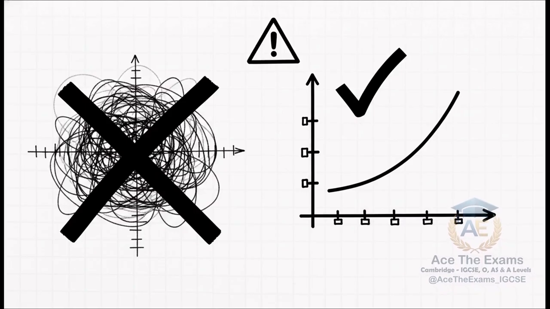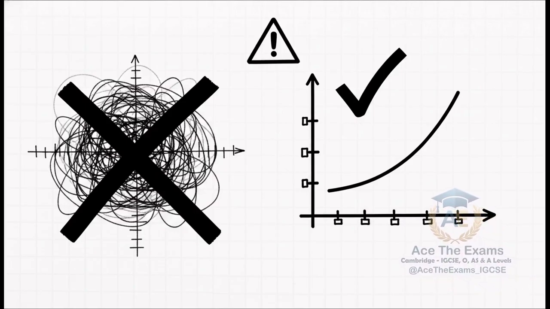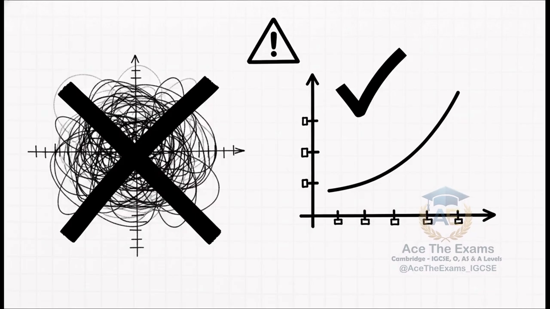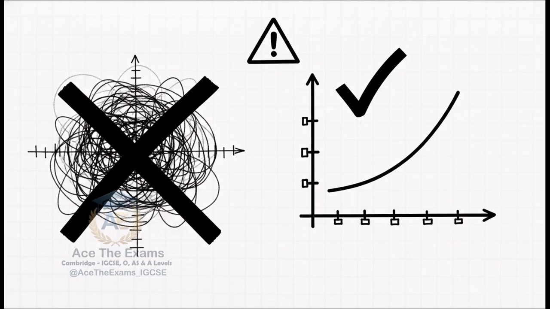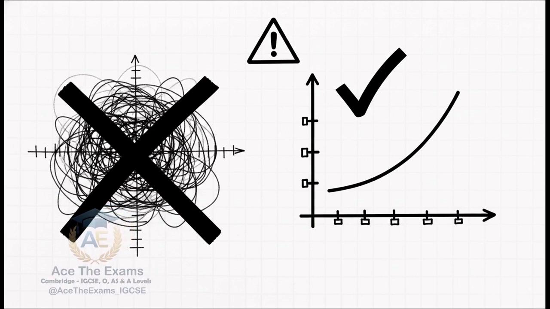Mistake 3, giving answers that aren't specific to the context given. If the question specifically asks for the initial velocity based on your y-intercept, do not just write c equals 5. You must write initial velocity equals 5 meters per second. Context is everything. I strongly urge you to prioritize your presentation checks before you even think about moving to the next question.